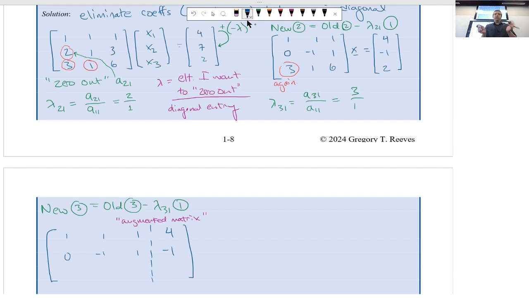All right, so my new row 3 is my old row 3 minus lambda 31 times my first equation. So 3, 1, 6 turns into 0, negative 2, 3, and my last element of b becomes 10.